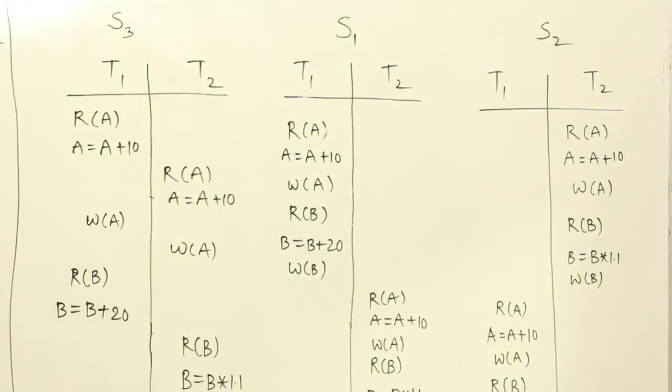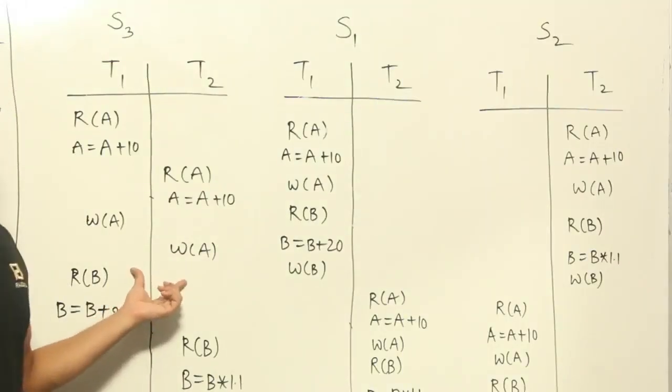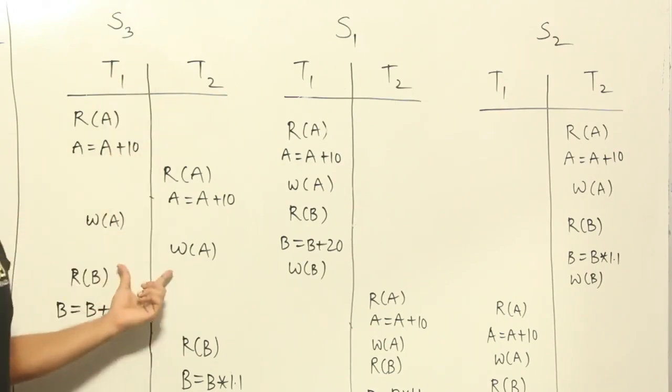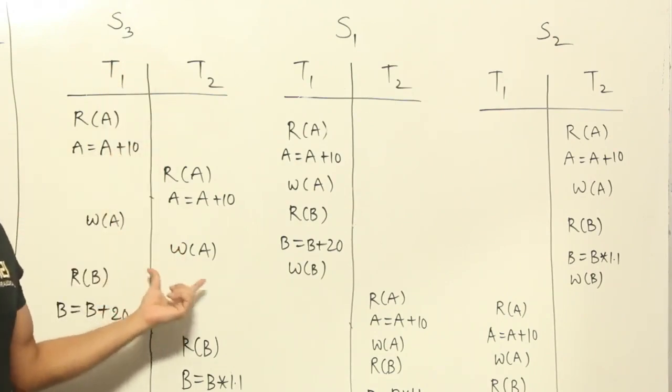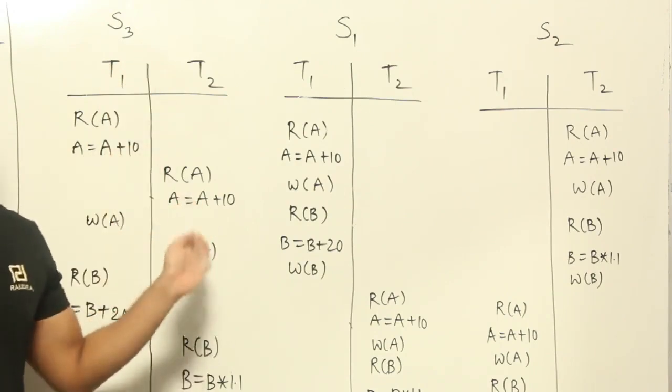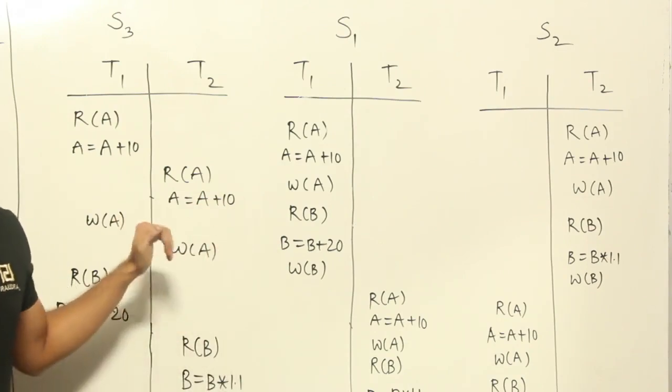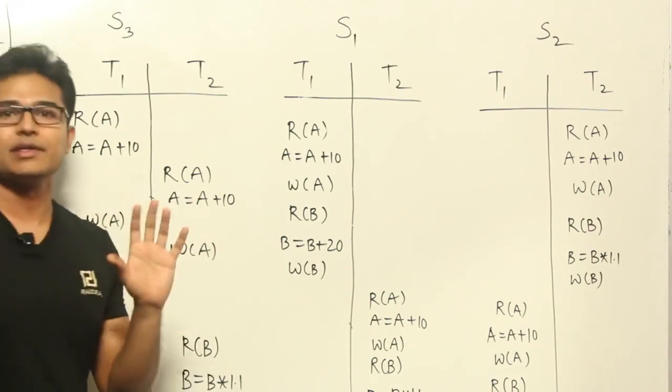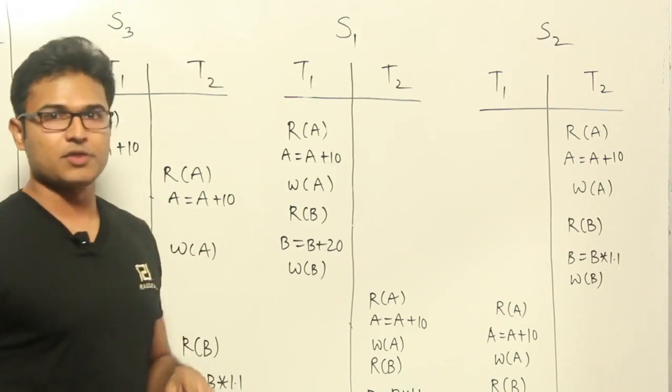Now let's see this example. Let us say S3 is a non-serial schedule given. Now I want to test whether this non-serial schedule is view serializable or not. Now how can I test it? The basic method is using the rules that I have given you earlier.